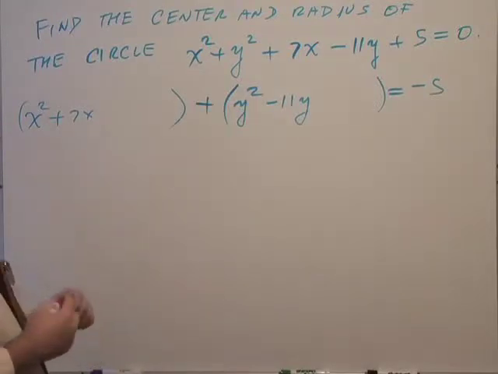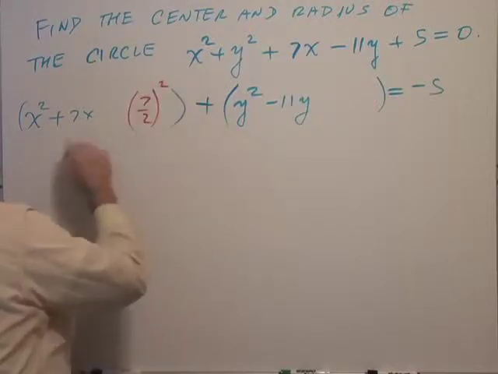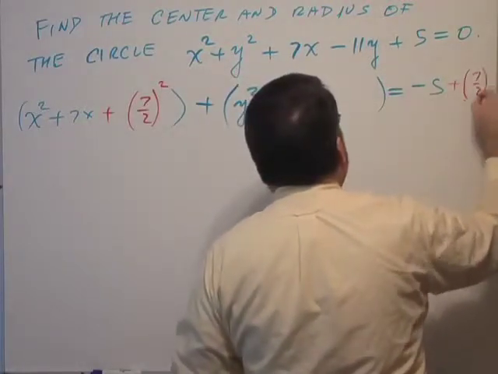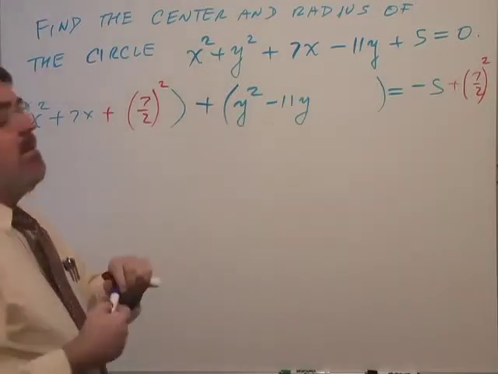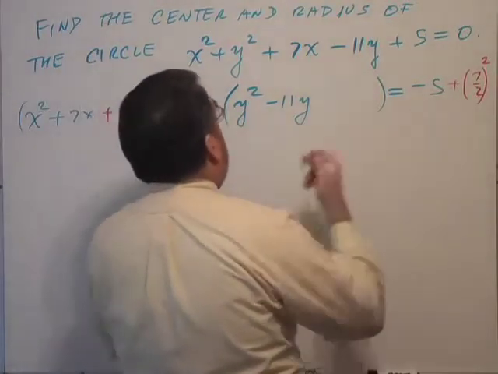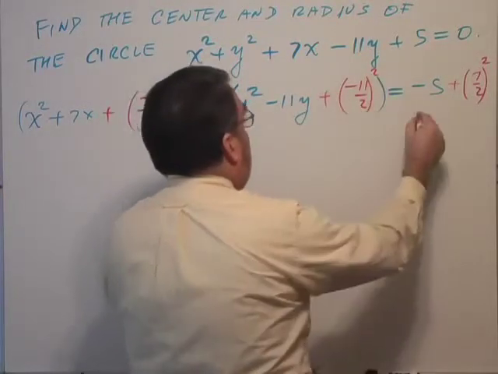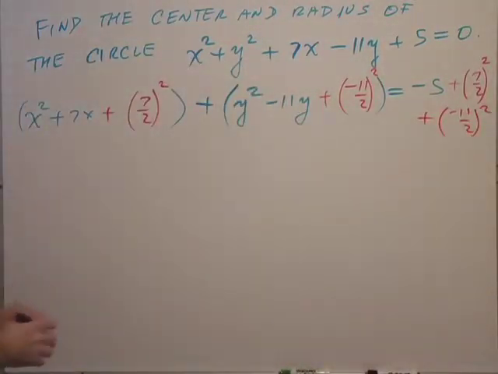Now what's half of 7? Half of 7 is 7 halves. So I square it and add that to both sides of the equation, plus 7/2 squared. And then half of negative 11 is negative 11/2. So I square that and add it to both sides of the equation. And as far as factoring goes, I'm going to skip that other step because when you complete the square, you automatically create a perfect square binomial.